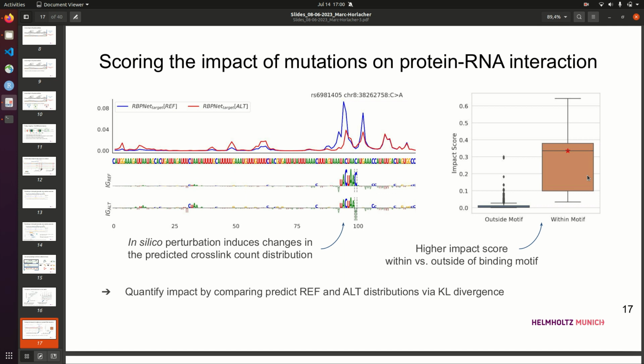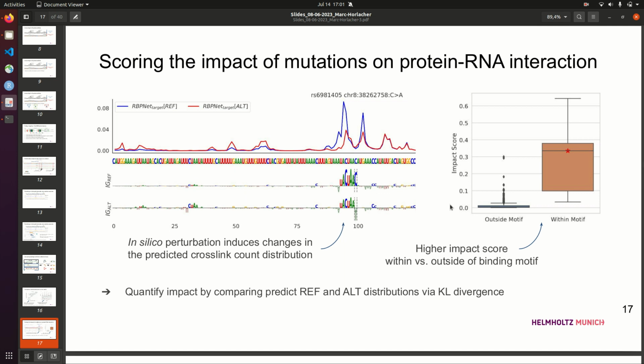So in this case, you can see that we have predictions for the reference allele in blue, which has two very stark modes. And when we introduce a C to A mutation, the predicted distribution of crosslink counts changes quite a bit. First of all, the modes drop significantly, and the probability mass then gets reallocated to other positions, in this case more upstream around position 50.